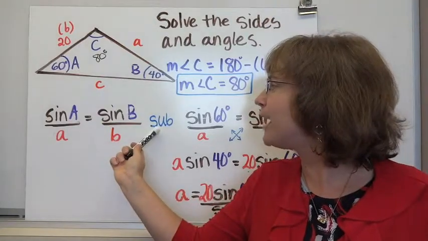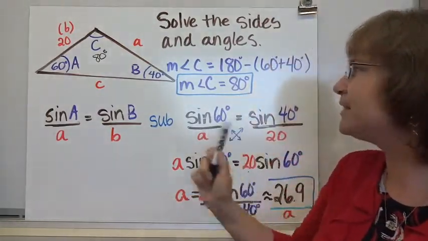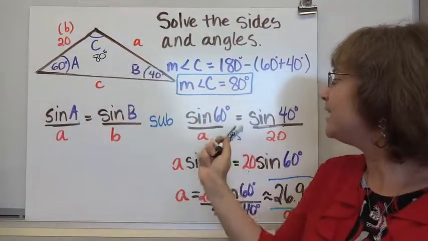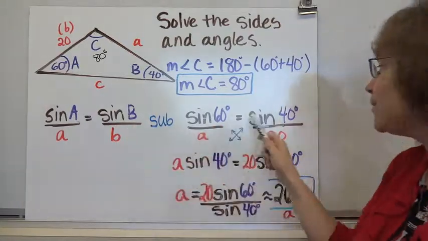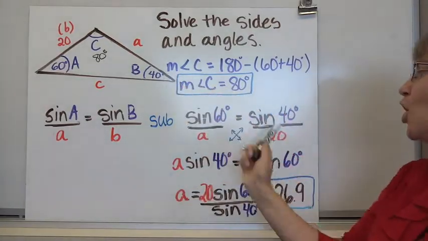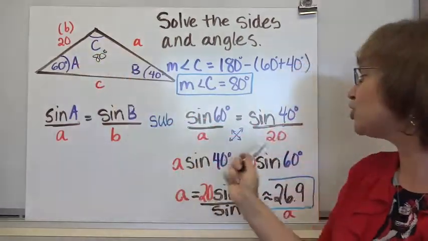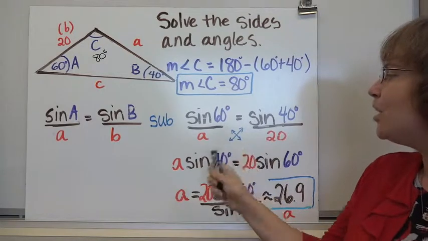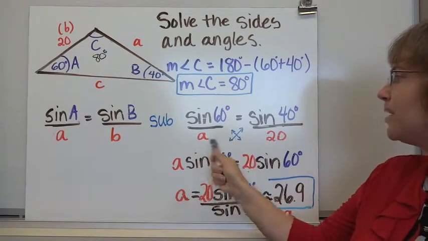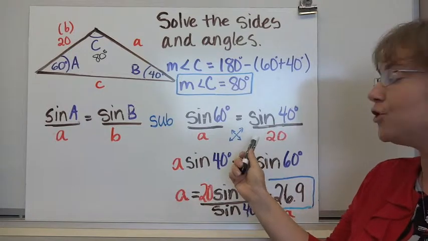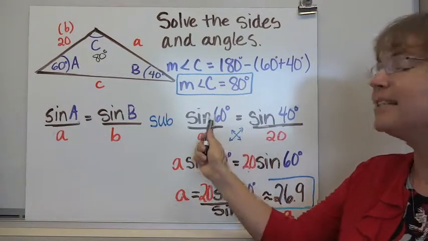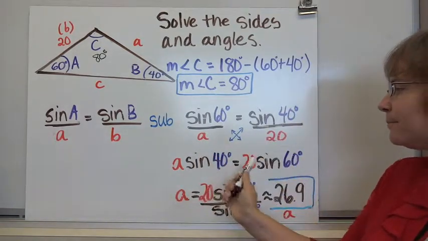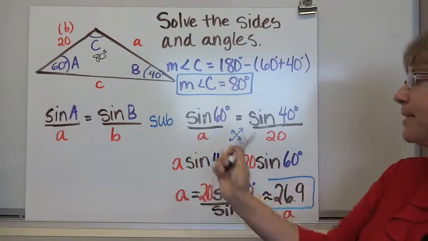Now let's substitute the values in that we know. So the sine of 60 degrees, that's our sine of A, over A, we don't know A yet, is equal to the sine of B, which is 40 degrees, so sine of 40 degrees, over the side length B, which is 20. Now, in order to solve this equation, we can actually cross multiply, which means if we take the denominator of this one times the numerator of this, it's equal to the denominator of this one times the numerator of this one. So we have A times the sine of 40 is equal to 20 times the sine of 60.